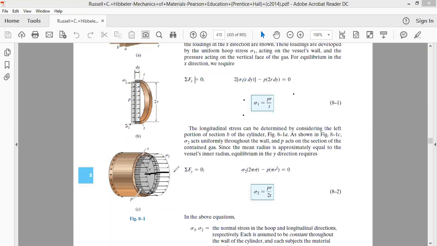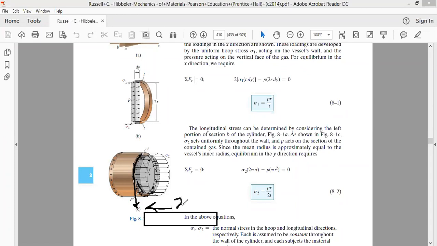So length increase means, if this is your y-axis and this is your minus y-axis, a part of this cylindrical pressure vessel will be moving along the minus y-axis, and a part of it will be moving along the plus y-axis. Only then will there be an increase in length. So if you take a small element, if you take this circumference out, and you cut the section and see this circumference, its thickness is t. If you open it up, it will come out in the form of a rectangle, such that the width of this rectangle will be equal to the circumference.